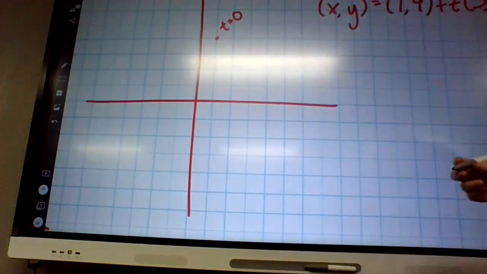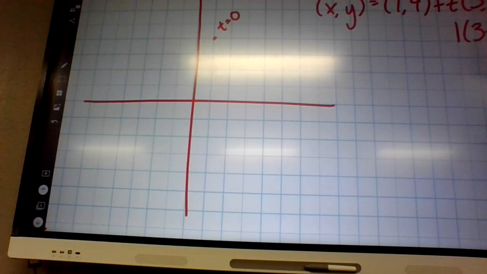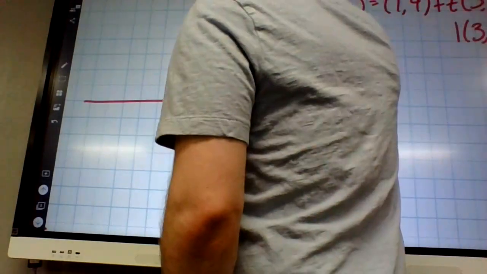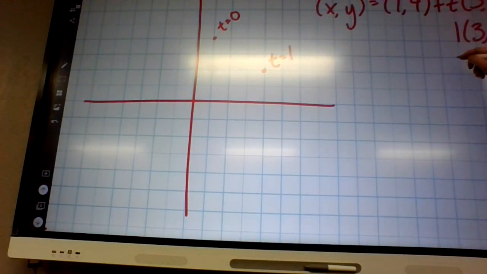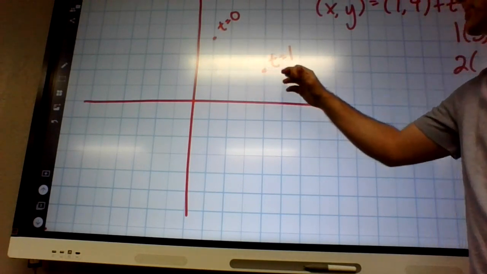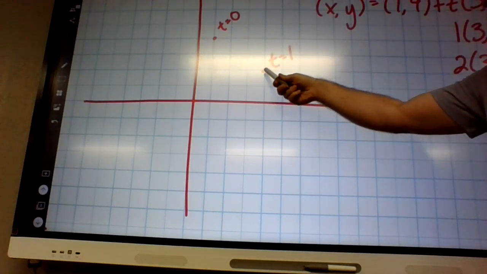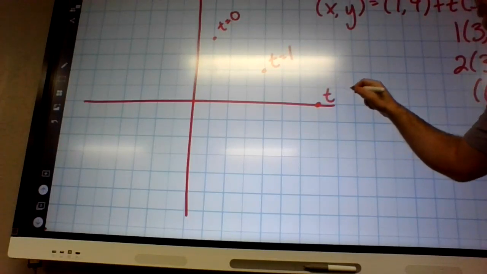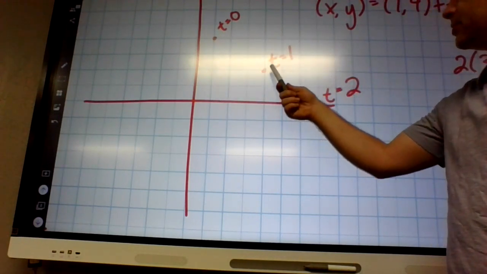Okay, when t equals 1, what's going to happen? Well, we're going to move right 3 and down 2 from the starting point. So it just goes right 3 down 2. That's t equals 1. What's going to happen on t equals 2? Well, you're going to move another vector's length of 3, negative 2. So you could say it's 6, negative 4 from the start, but it's only 3, negative 2 from the last point, right?